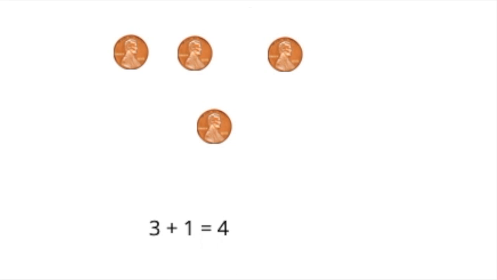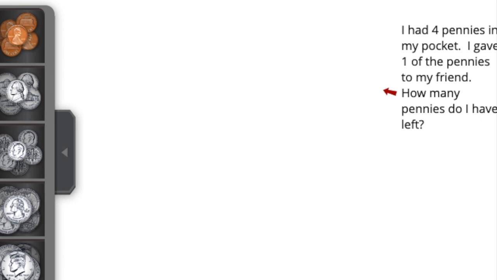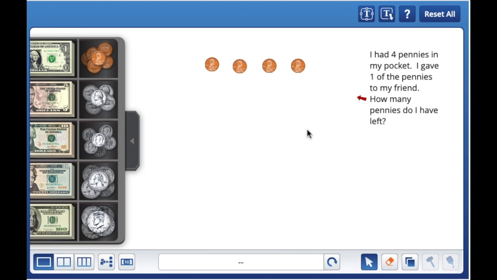Nice job, kindergartners. Now it says, I had 4 pennies in my pocket. How many? Yeah, 4 pennies. 1, 2, 3, 4 pennies in my pocket. I gave one of the pennies to my friend. How many pennies do I have left? Are we combining, adding, or are we taking away, subtracting? What do you think? I had 4 pennies. I gave one of the pennies to my friend. If you said subtracting, you were correct.